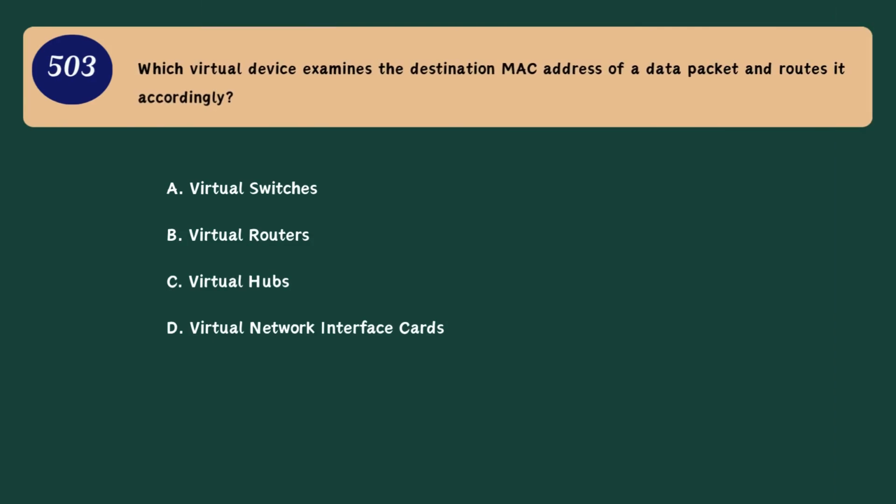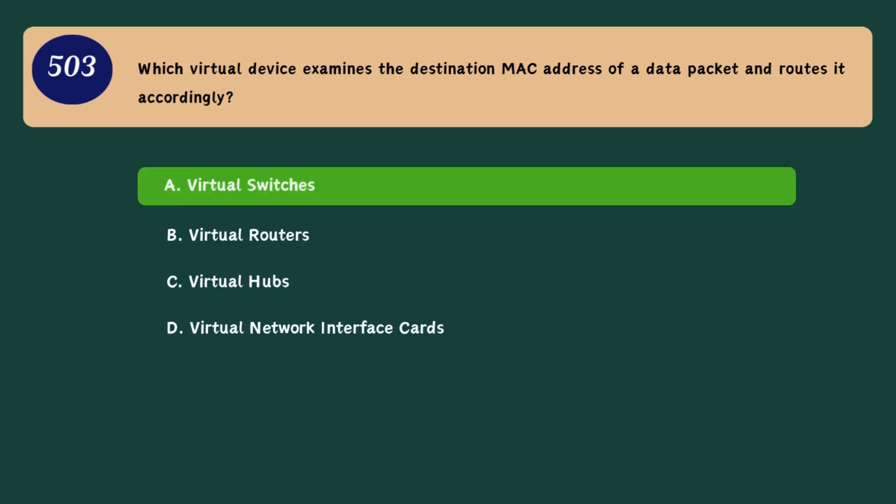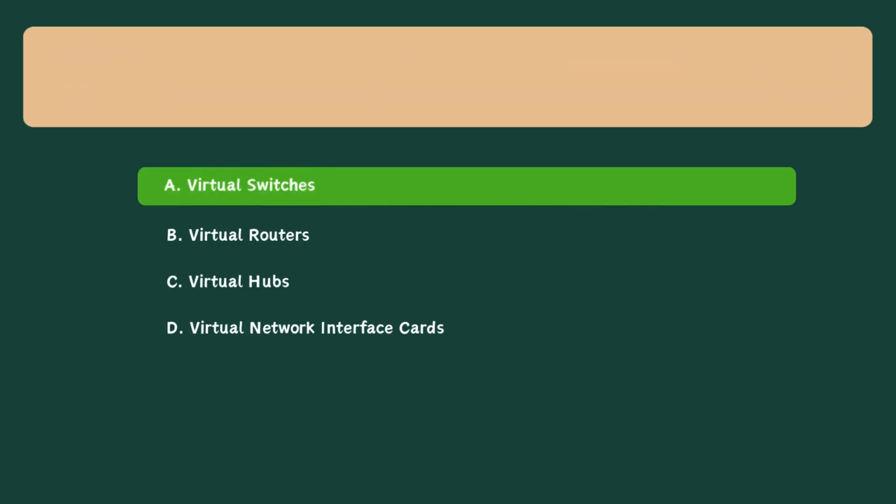Question 503. Which virtual device examines the destination MAC address of a data packet and routes it accordingly? A. Virtual switches. B. Virtual routers. C. Virtual hubs. D. Virtual network interface cards. Correct answer. A. Virtual switches.